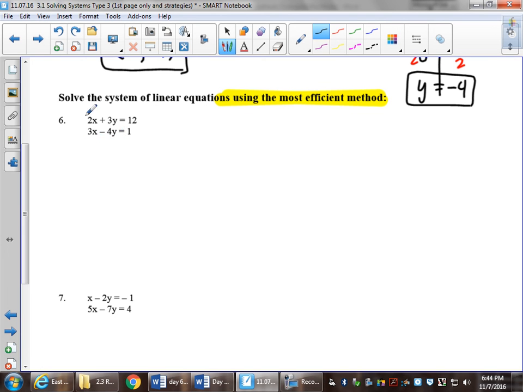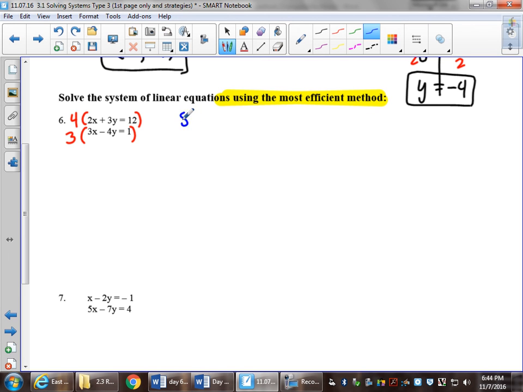What I mean by that is if you chose to get x's to cancel, these are both positive, so nothing is going to cancel. I would have to multiply something by a negative value. Not bad. If you want to do that, go ahead. Working towards my 12s here, though, to get positive 3y to be a positive 12y, I'll multiply this top equation by 4. I need this to be a negative 12y, so I'll multiply this by 3.